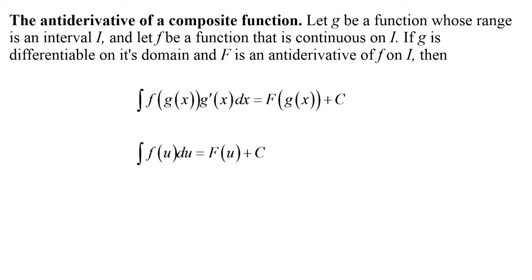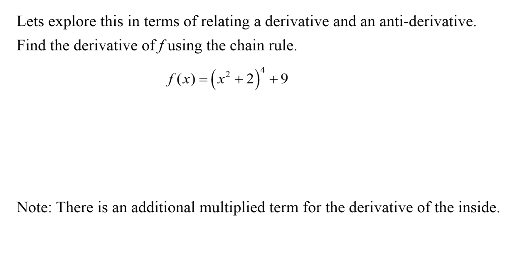The antiderivative of a composite function. Let g be a function whose range is an interval I, and let f be a function that is continuous on that interval I. If g is differentiable on its domain and capital F is the antiderivative of little f on I, then the integral of f composed with g times the derivative of g is just capital F of g of x plus some constant c. In other words, you can do a substitution with u, which is just g of x, and then du is g prime of x dx, and then the integral becomes F of u plus c.